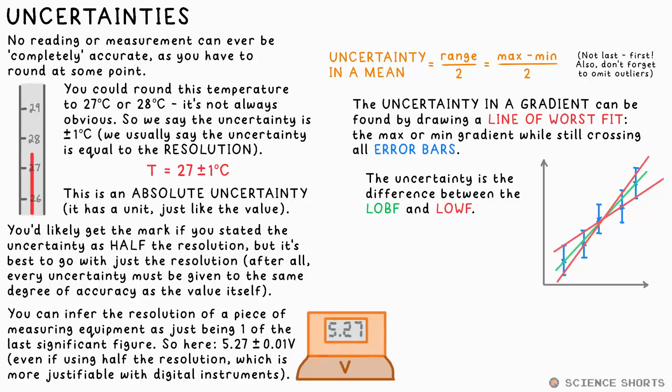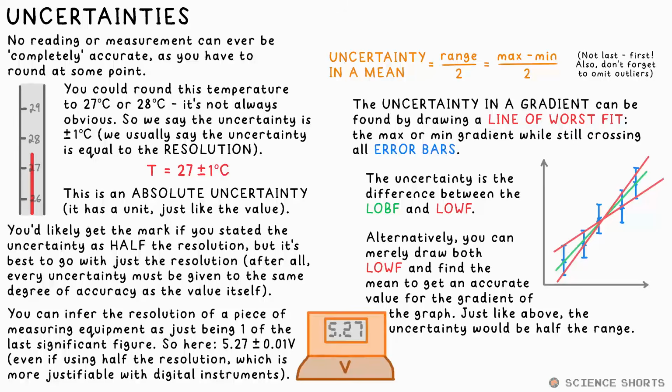We then find the difference between the gradient of the line of worst fit and the line of best fit to find the uncertainty. Alternatively, you could just draw the two lines of worst fit and find the mean of the two to get the gradient, and the uncertainty will be half their range like any other mean.